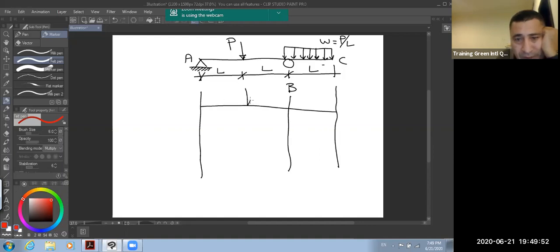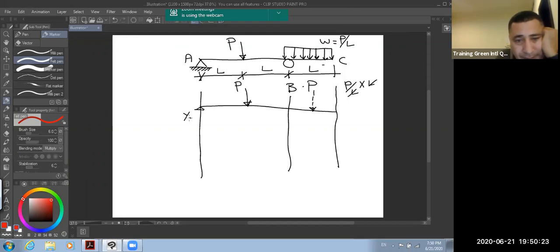Concentrated load P. Equivalent load is equal what? In the middle of the span of the overhanging, the equivalent load in the middle, W, equals what? Equals B over L multiplied by L, so it is just B. So here is B.